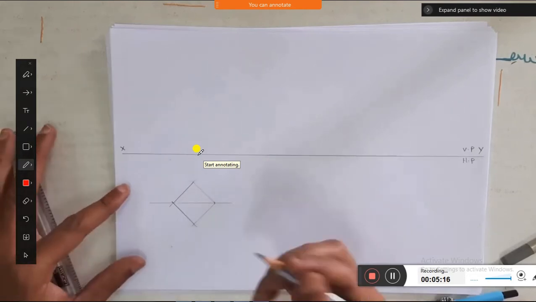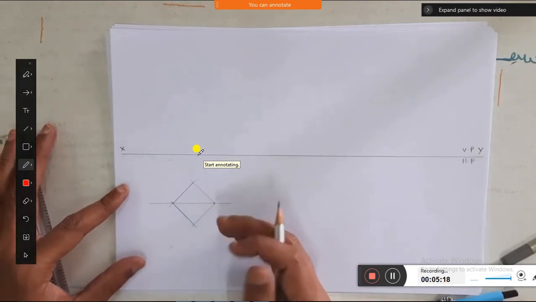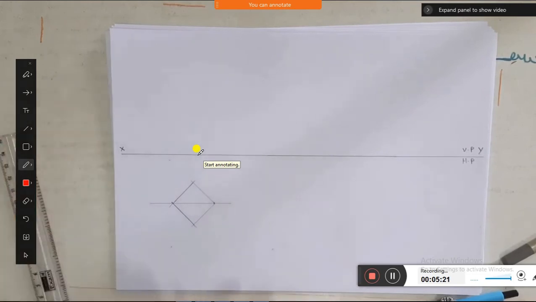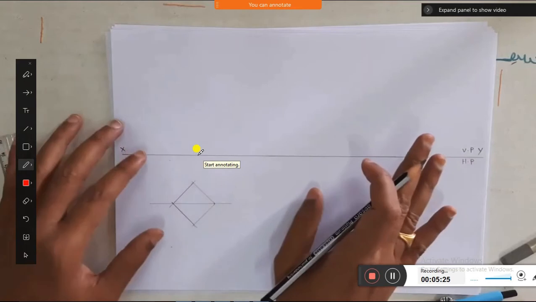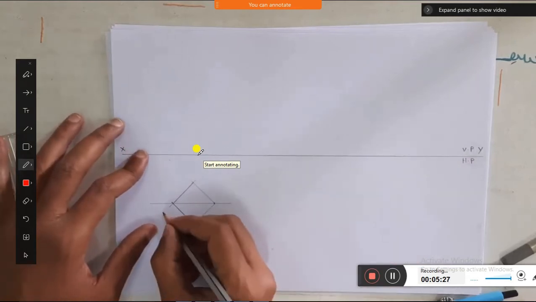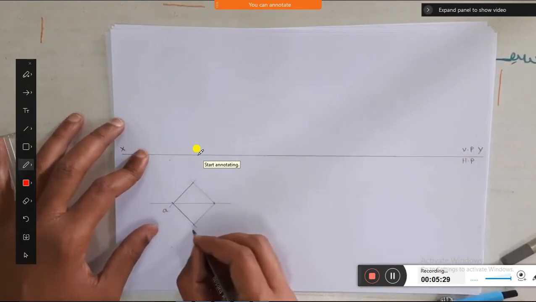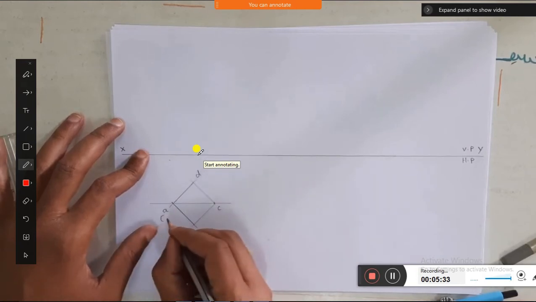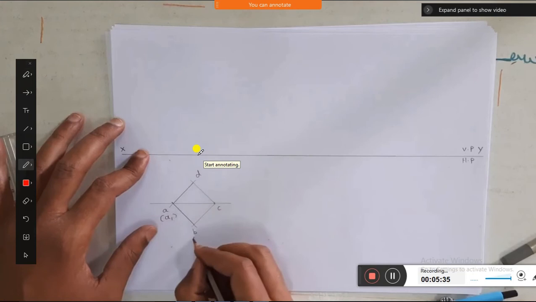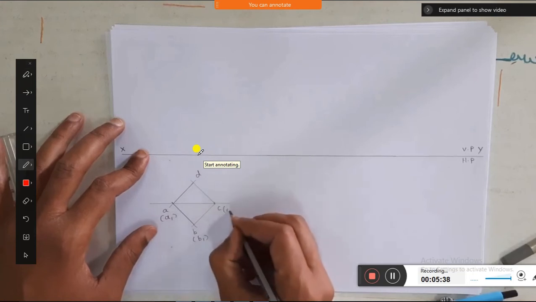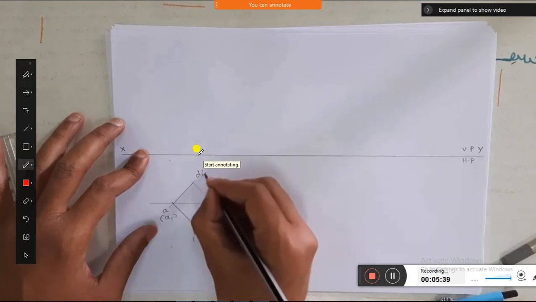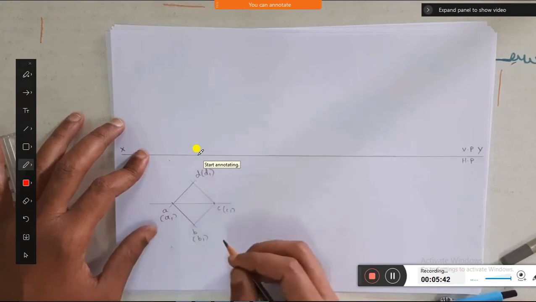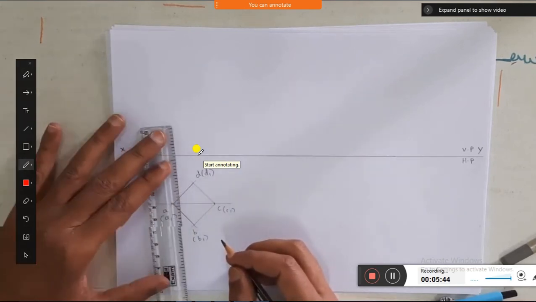A solid should have a top face and a bottom face, and in the initial position they are merged. That's why you can call it A B C D and A1 B1 C1. So you can call A B C D the top one, and in the bottom one it is A1, B1, C1 and D1. A1 B1 C1 is not visible because it is a bottom face. ABC is a top face, it is visible.